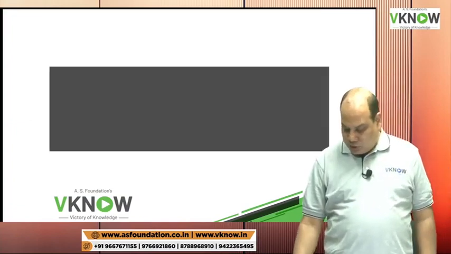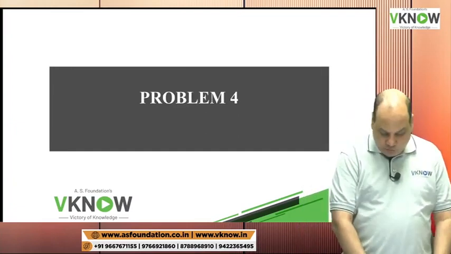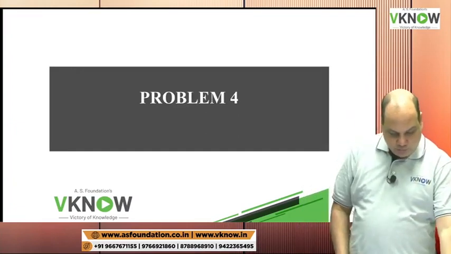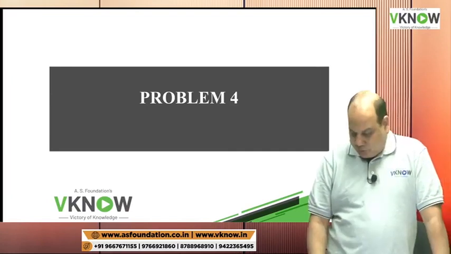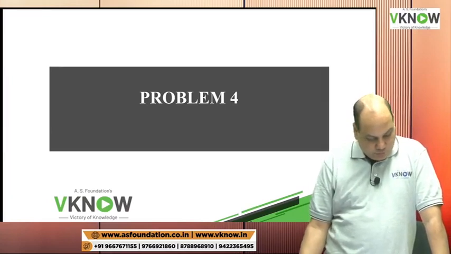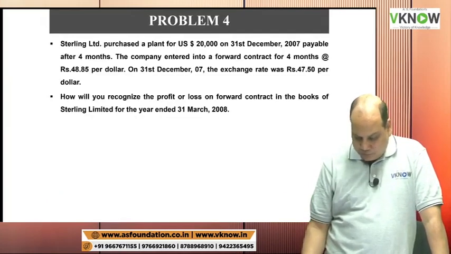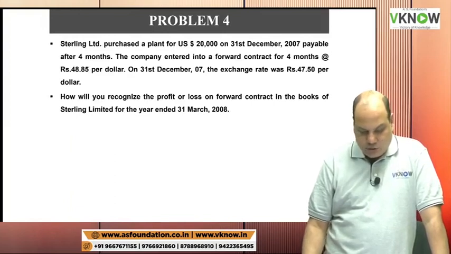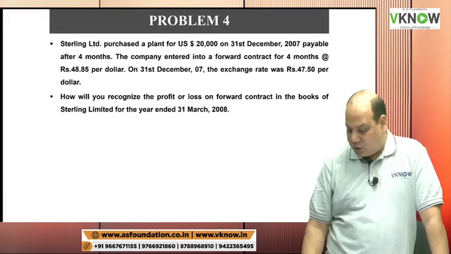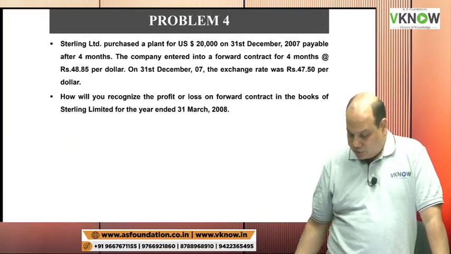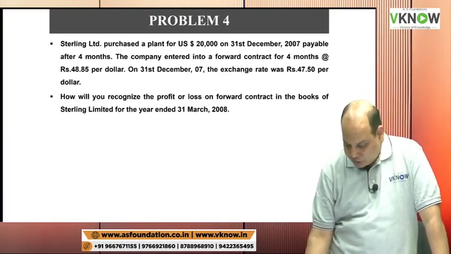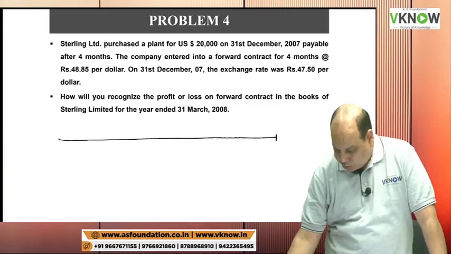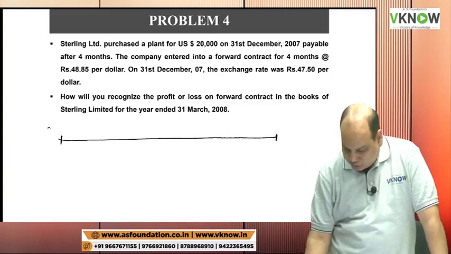Let us see the application of the theory. First, we will come to question number 4, which is printed in your book. Question number 4. Sterling Limited purchased a plant for US dollar 20,000 on 31st December 2007, payable after 4 months. The company entered into a forward contract for 4 months.